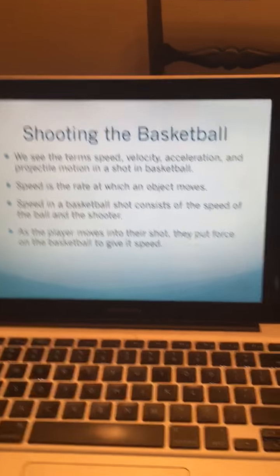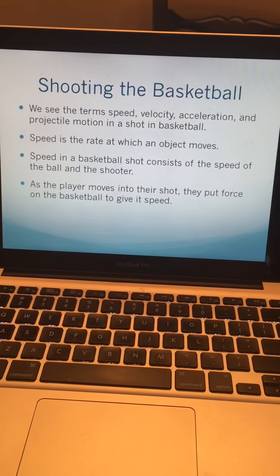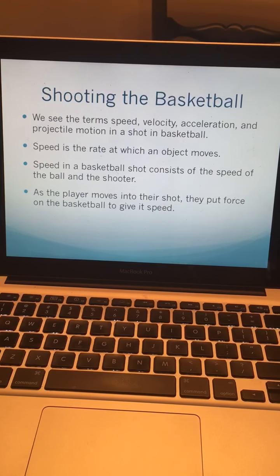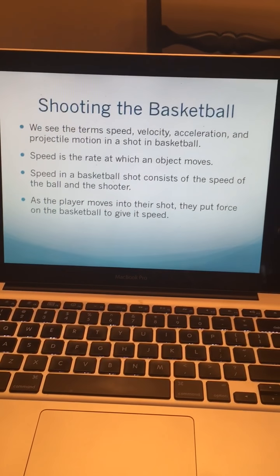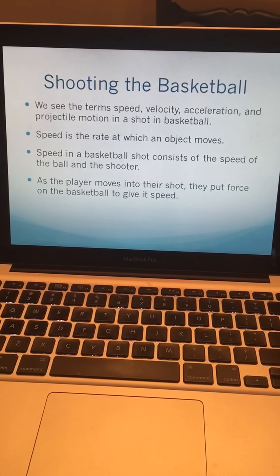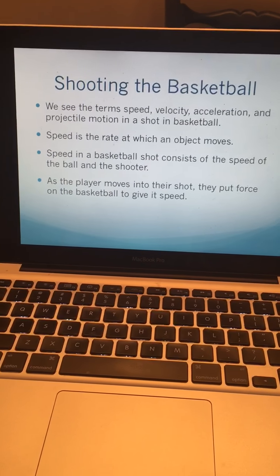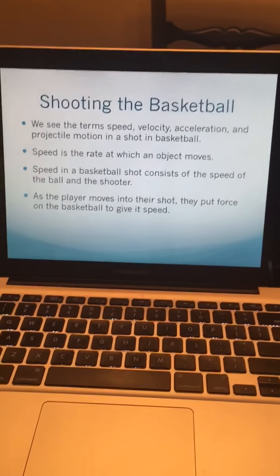There are many different aspects to basketball, and the most commonly thought of is probably shooting the basketball. We first think of terms such as speed, velocity, acceleration, and projectile motion when we think of this action. Speed is defined as the rate at which an object moves. As we know, the quicker the object moves, the greater speed it has. And the slower it moves, the lower speed it has.